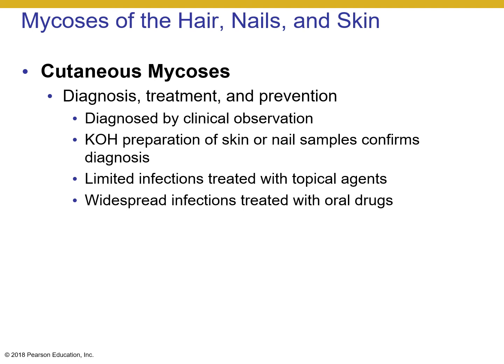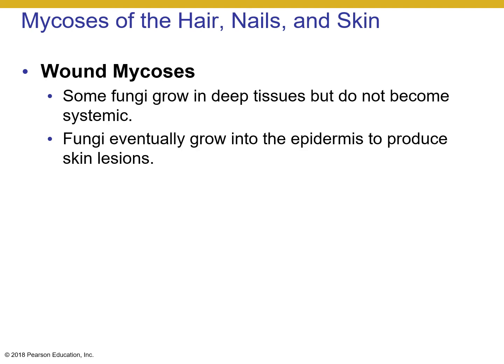Diagnosis? Ugh. What you see is what you get. Potassium hydroxide can be used to help if you take a scraping, it'll help you diagnose the fungus. And quite simply, you can use over-the-counter topical agents. And if it becomes systemic, we have to use oral drugs.